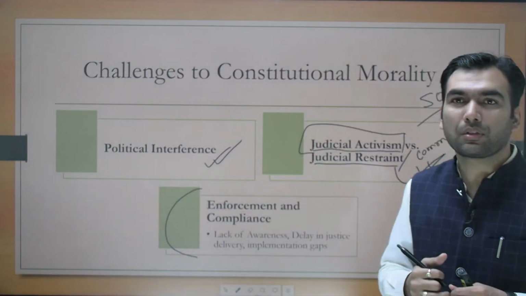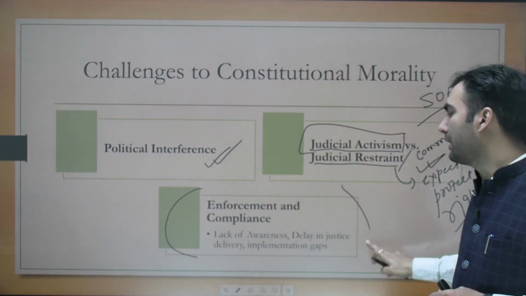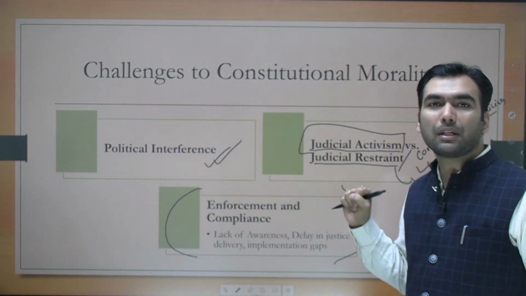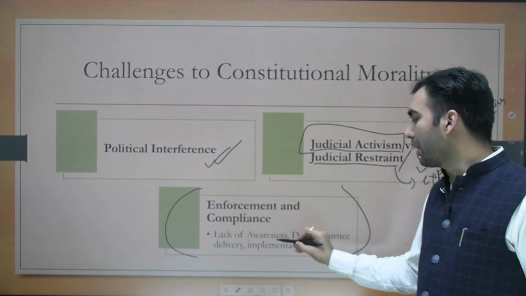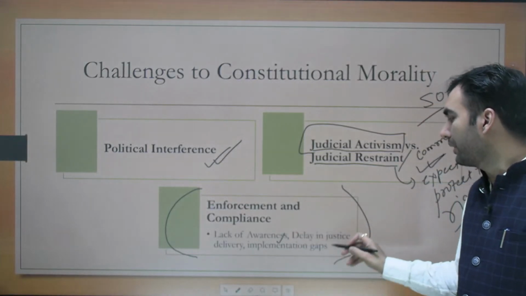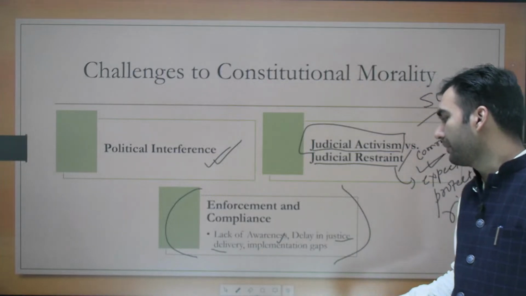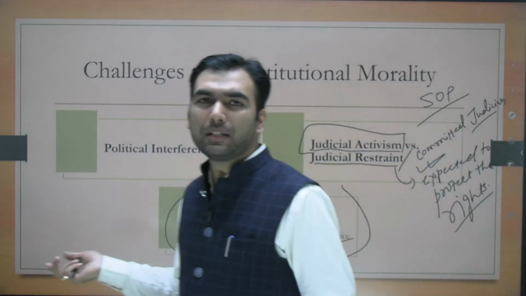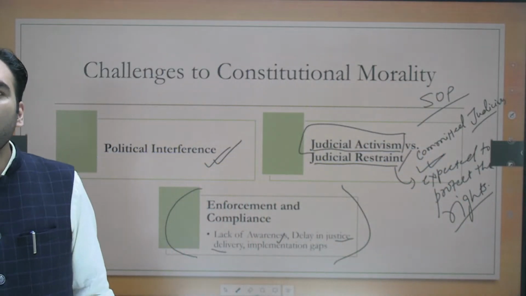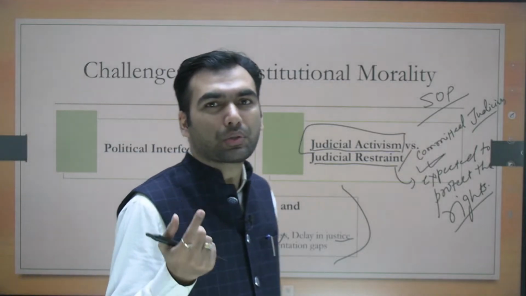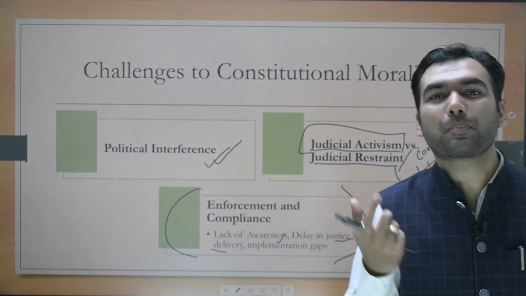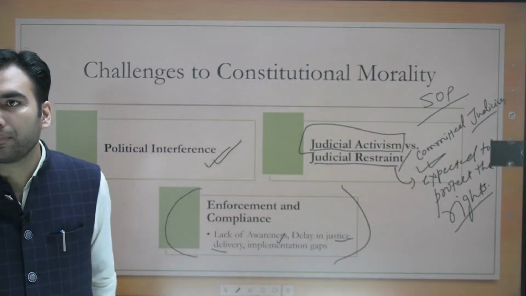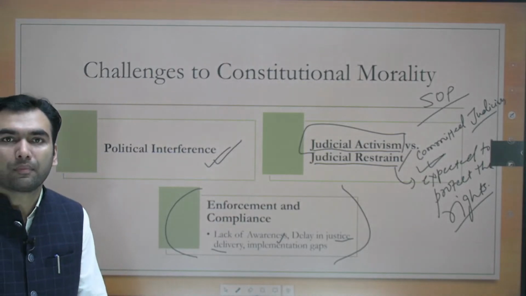In this you can have various points that you can write. What are the reasons why some of the principles or values of the Constitution are not enforced? There is lack of awareness, there is delay in justice delivery, justice delayed is justice denied, there could be implementation gaps. Here you can write as many points as the space permits. Can you tell me a few points why some of the constitutional provisions are not implemented in spirit? Letter and spirit, both are important. A few examples at least.